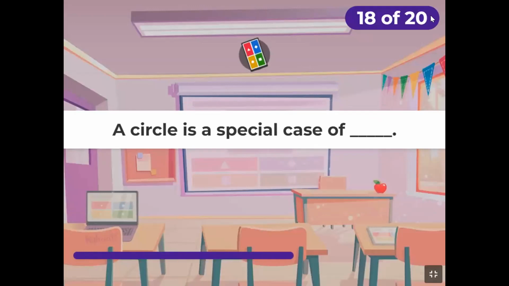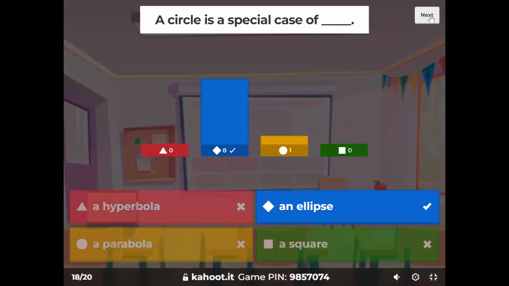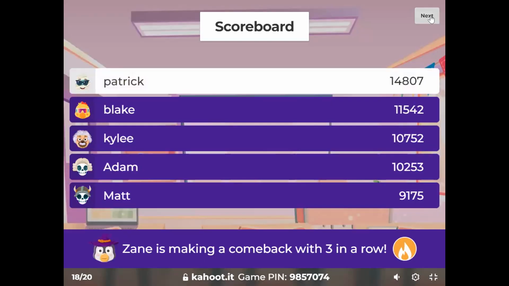A circle is a special case of... Just remember breaking out the string and the pins. What shape are you guys drawing with the string and the pins? Ellipse, right? A circle is a special case of an ellipse.